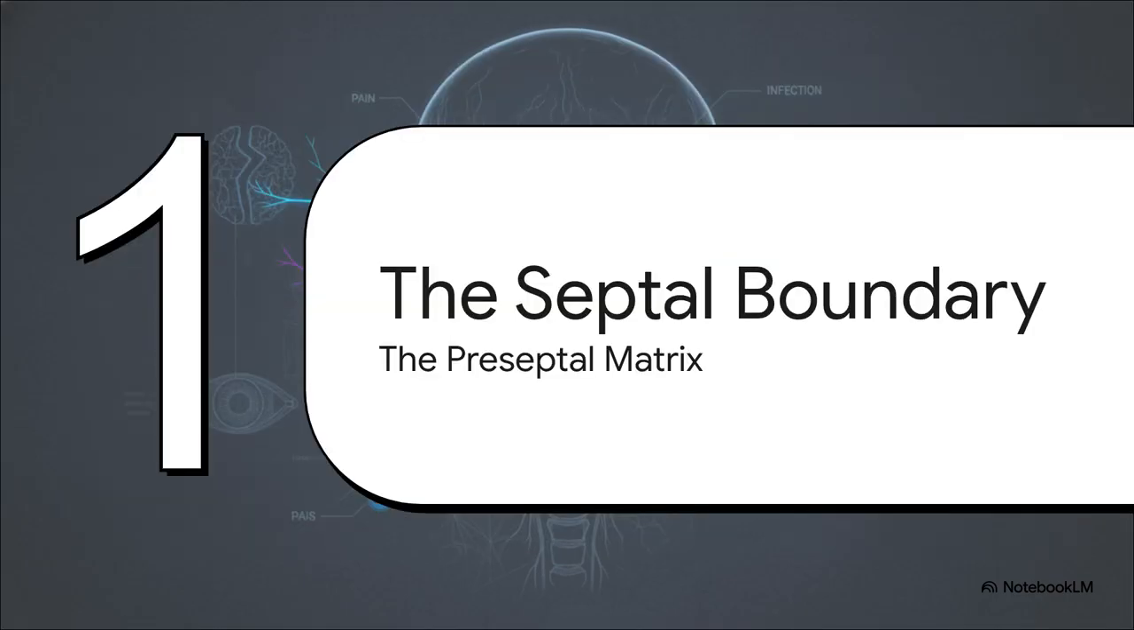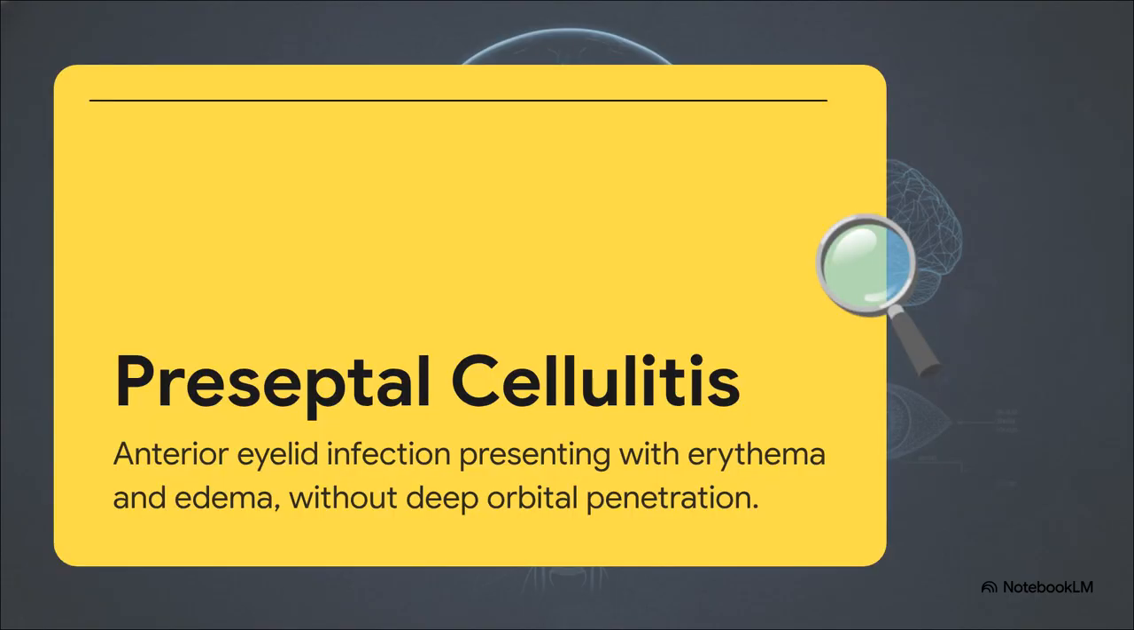We're starting with the pre-septal matrix. So we have to first establish the superficial baseline of the pathology, right? Preseptal or periorbital cellulitis is strictly an infection of the anterior tissues of the eyelid, meaning it sits superficial to the orbital septum. It generally presents as a mild infection with prominent erythema and edema of the eyelid itself. Now, it's absolutely critical to recognize that while the exterior presentation can look super alarming, the infection hasn't actually penetrated the deep anatomical defenses of the eye.